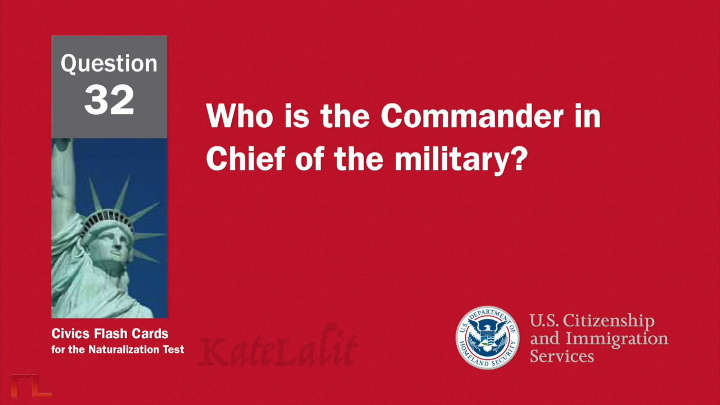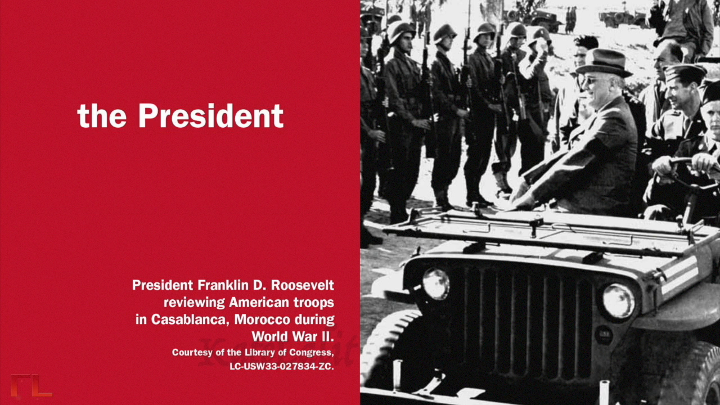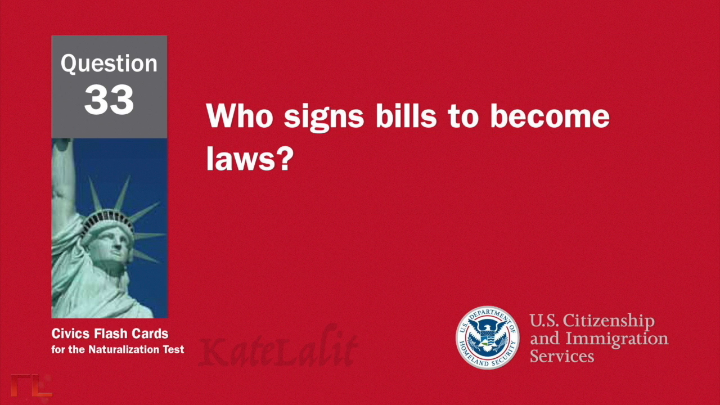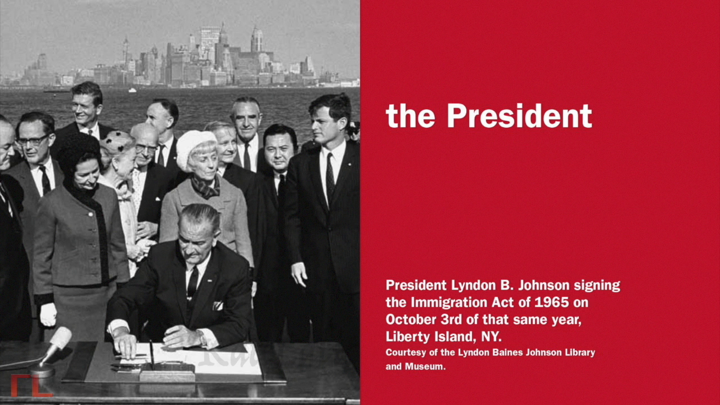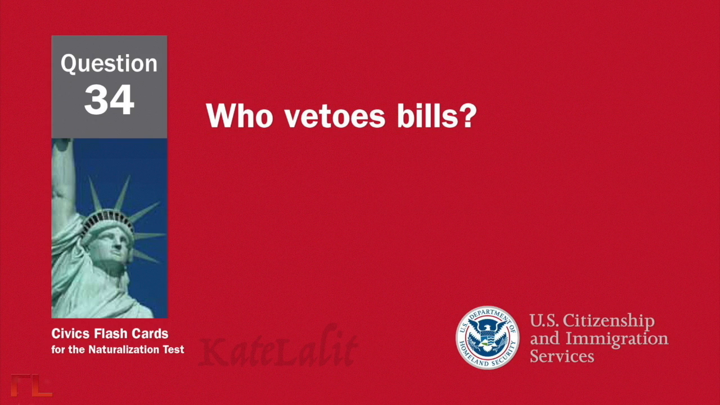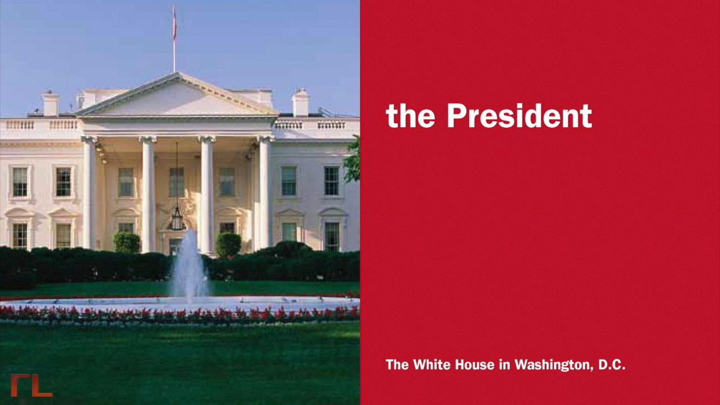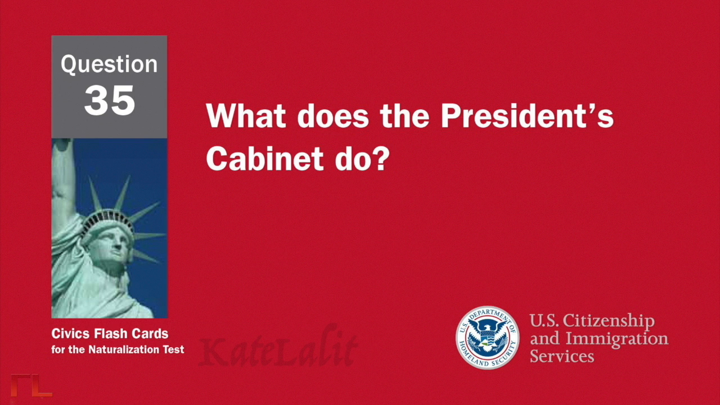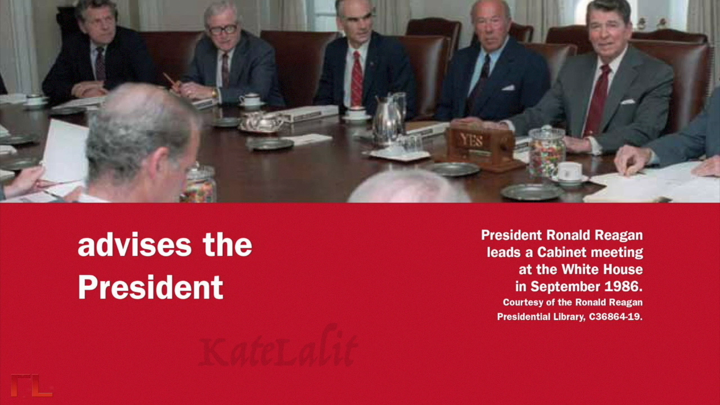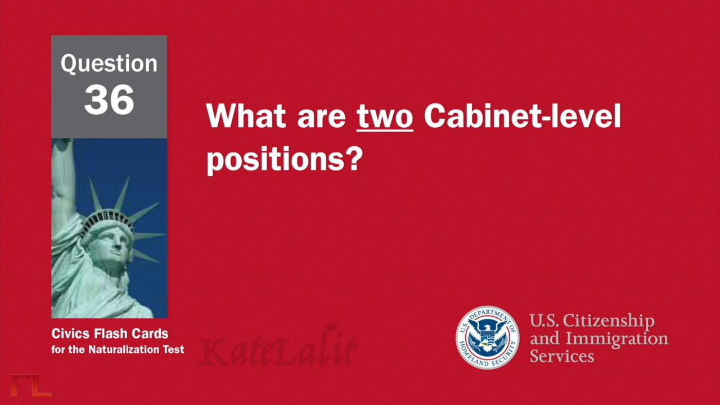Who is the commander-in-chief of the military? The President. Who signs bills to become laws? The President. Who vetoes bills? The President. What does the President's cabinet do? Advises the President. What are two cabinet-level positions?